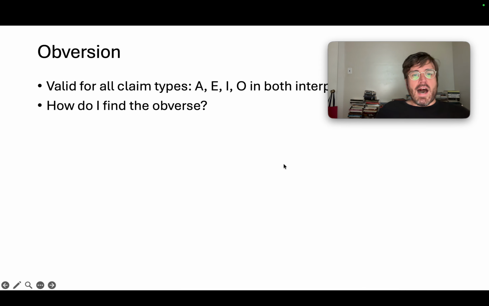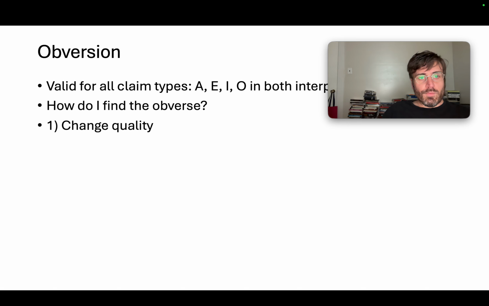Well, to find the obverse for any categorical proposition, the first thing you have to do is change the quality. So remember what quality means. Quality refers to affirmation or negation. So if you have a sentence that is affirmative, to find the obverse means that affirmative is going to have to become negative. And if you're beginning with a negative category, the negative is going to have to become affirmative. Think of it as flicking on a light switch. These terms are all binary. Quality is binary, quantity is binary. And so the good news is there's only two options, right?